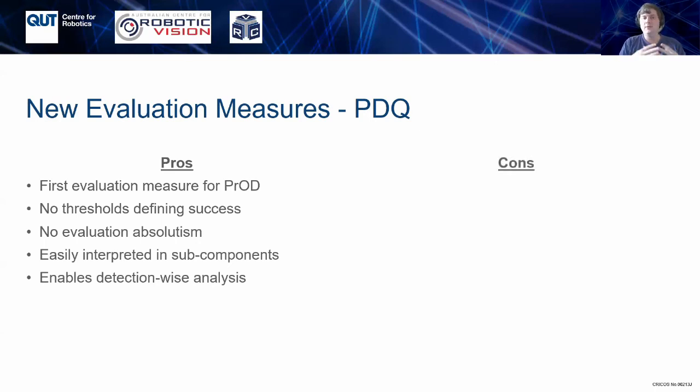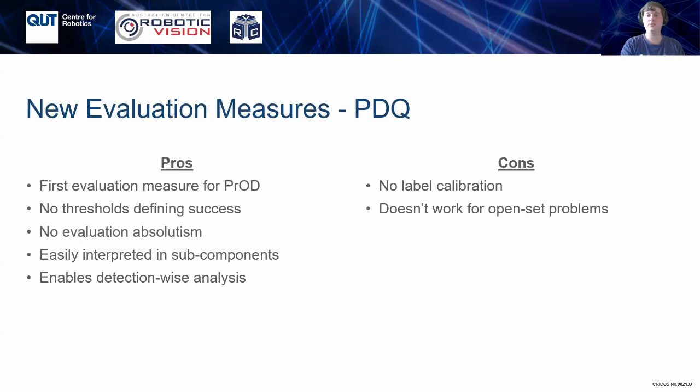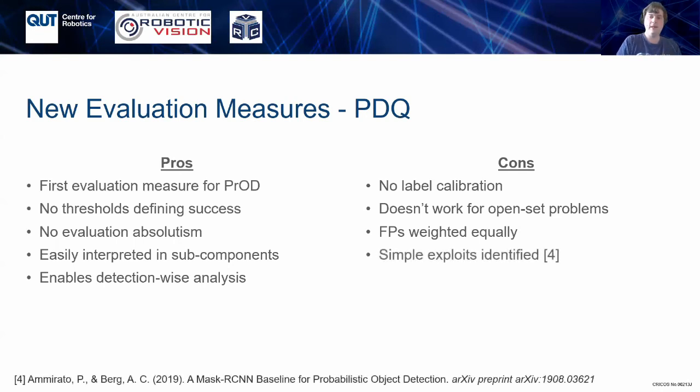However, there are still very much limitations to PDQ. There is no label calibration considered, which is, in my mind, a very important aspect of object detection. It doesn't work for open set problems. It doesn't consider that as an issue. It's still very much a closed set system. Until the introduction of false positive quality, all the false positives were weighted equally. And there are, frankly, just some simple exploits that people have found, such as making bounding boxes slightly smaller than the true bounding box for their uncertainty measures to give them better spatial quality.